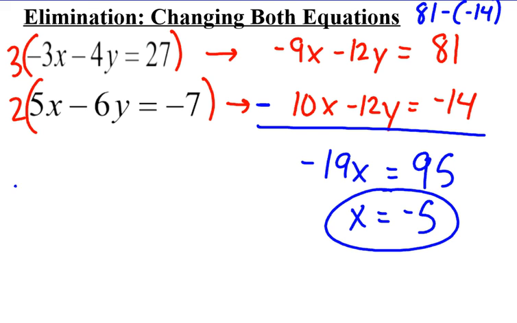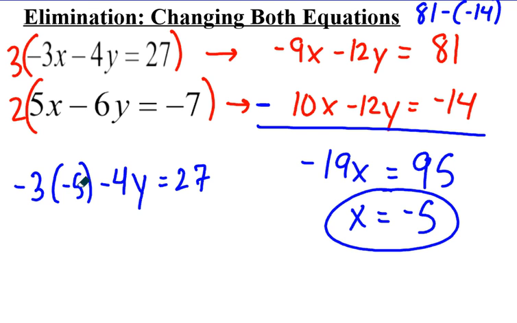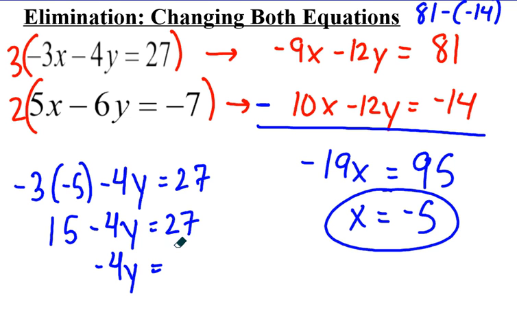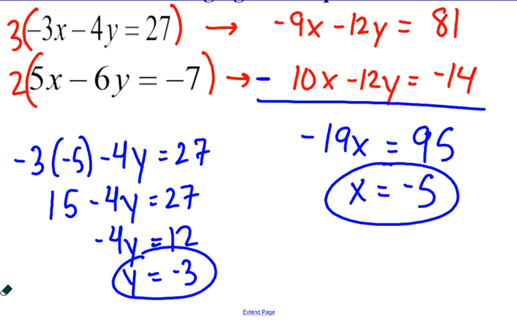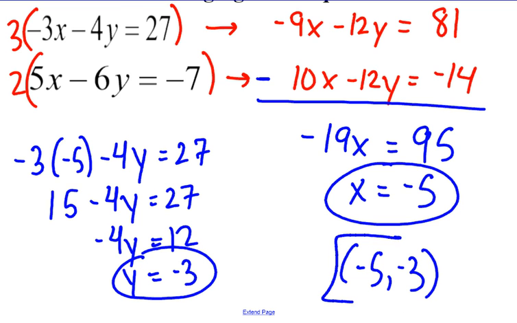So then I would have negative 3 times negative 5, because that's what x is, minus 4y equals 27. Negative 3 times negative 5 is 15, minus 4y equals 27. Subtract 15, I get negative 4y, and that's 27 minus 15 is 12. Divide by a negative 4, and you get negative 3. So those two lines should be crossing at negative 5, negative 3.